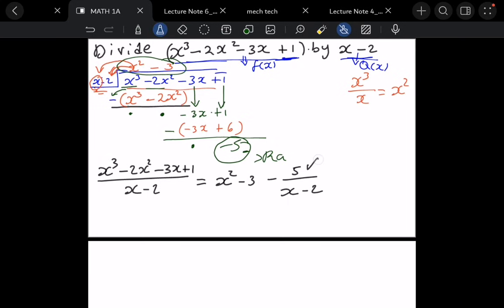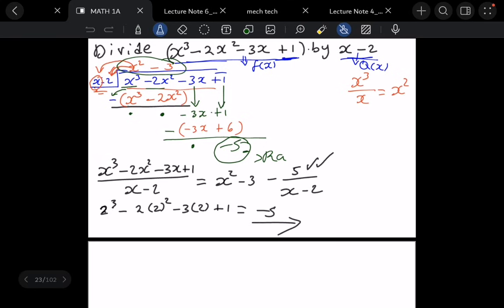Now, how can you check this is the correct remainder? Put positive 2 here. If you say 2 cubed minus 2 times 2 squared minus 3 times 2 plus 1, that is 8 minus 2 times 4 minus 6 plus 1, and your answer is going to be negative 5. So the remainder is correct, right?